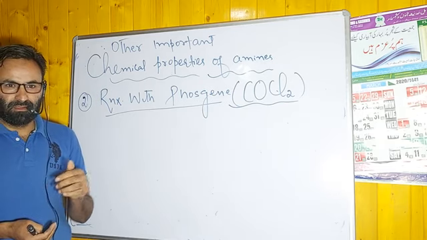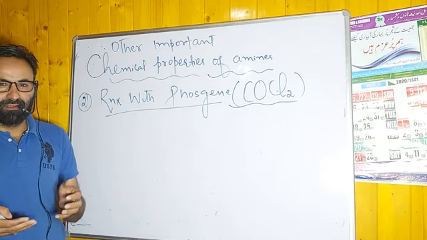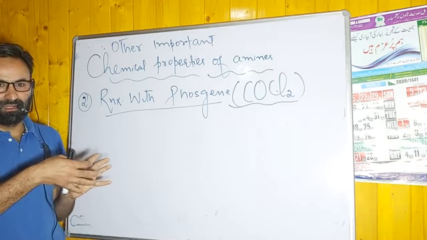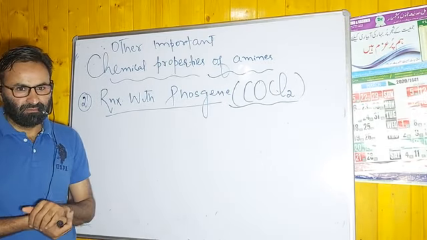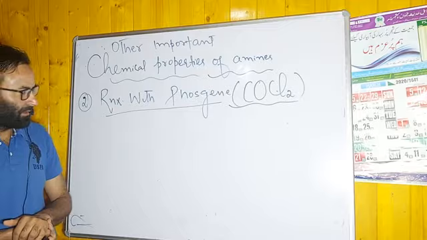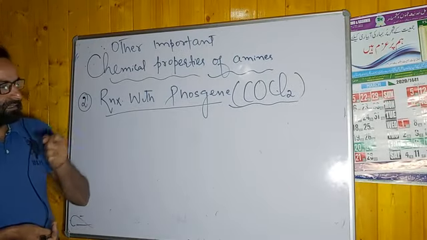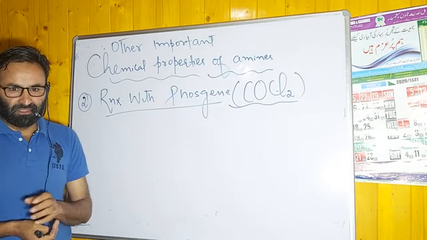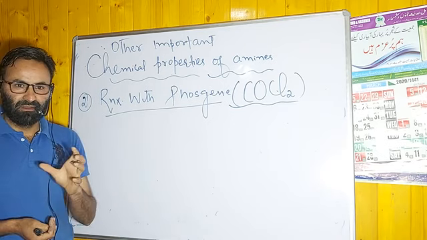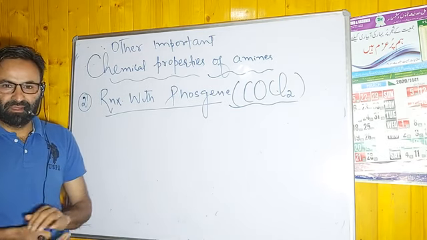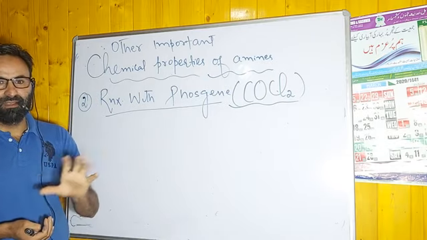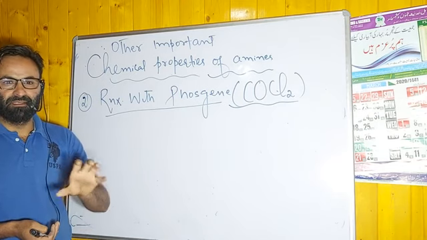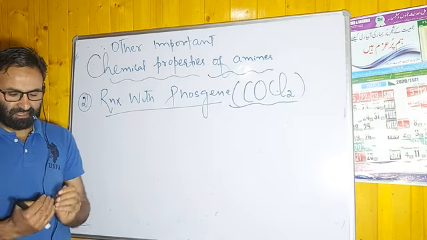Now in lecture number 10, we have started some other important properties of the amines which do not follow the mechanism of reaction with electrophiles. They follow different mechanisms. Under this heading, we have discussed one important reaction, that is reaction with Grignard's reagent. You have learned that 1 degree and 2 degree amines react with Grignard's reagent and form alkanes. In this reaction, 1 degree and 2 degree amines act as a source of H plus.